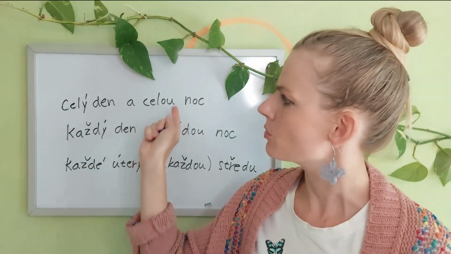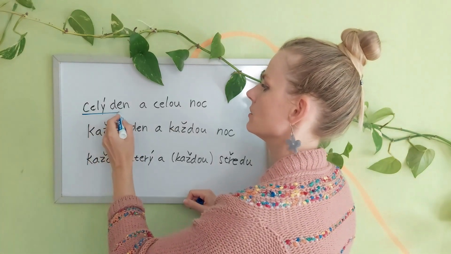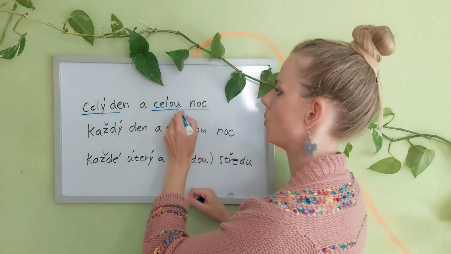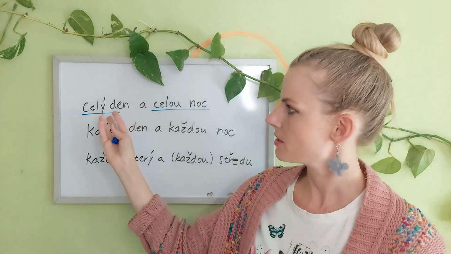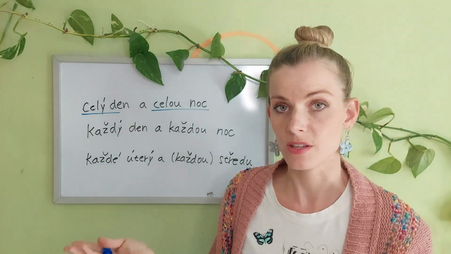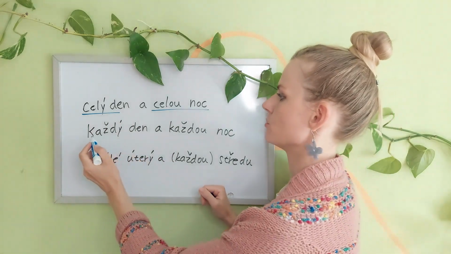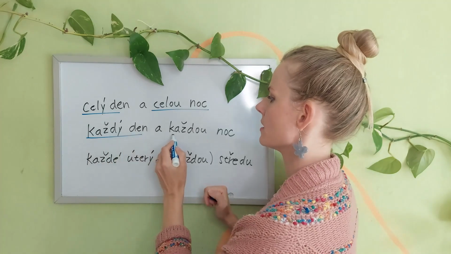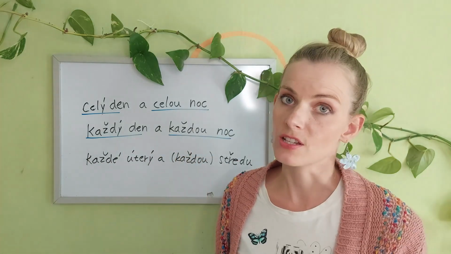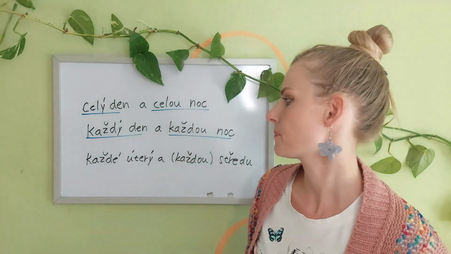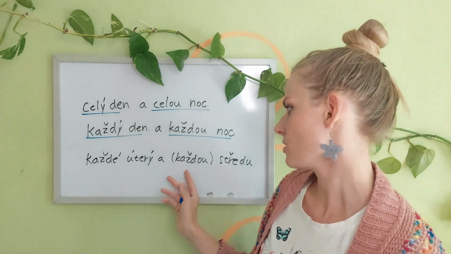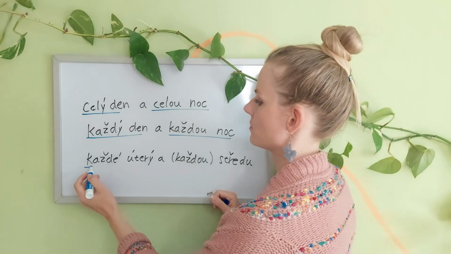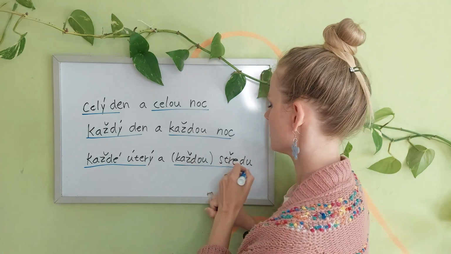Celý den a celou noc. The whole day and the whole night. You can see the contrast here, but it's the accusative case. Každý den a každou noc. Every day and every night. Or každé úterý a každou středu. Every Tuesday and every Wednesday.